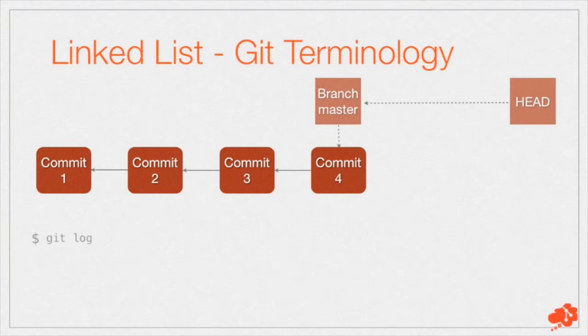The first one we'll look at is git log. What git log does is it looks at your current working directory's head pointer, follows it to the branch, and then therefore the very first commit of that branch. And then it simply traverses the list and prints out the information of each commit along the way.